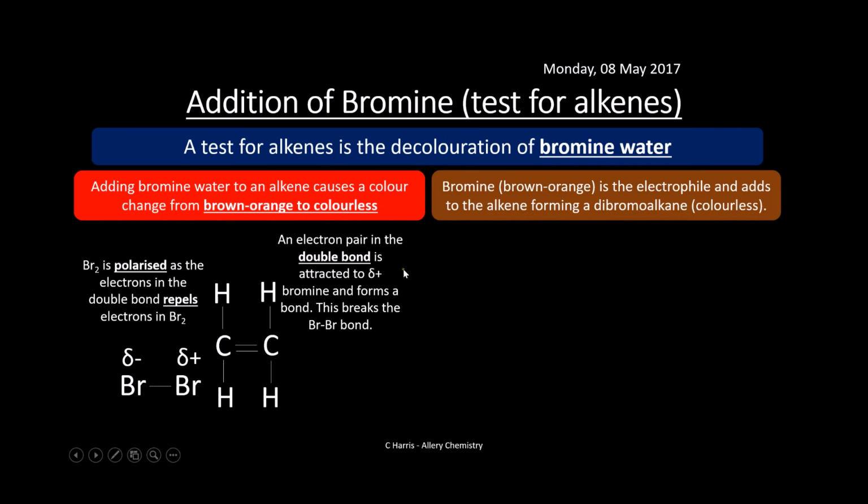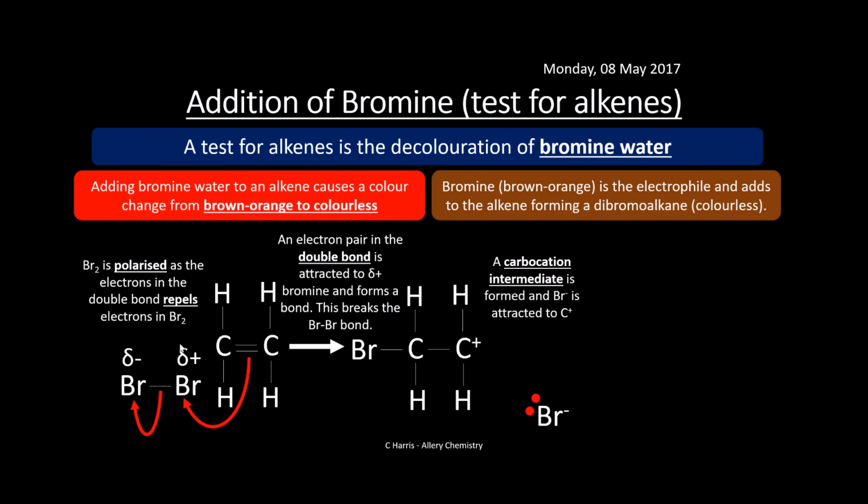And we have obviously this electron pair in the double bond. We've got loads of them there. This is attracted to the delta positive. And what we then do is break the bromine bond. So let's have a look at the arrows. So curly arrow going from the double bond to the bromine with the delta positive on. And then because obviously this is forming a bond with the bromine, this bond has to break. So the electrons in that single bond go into the bromine, which you can see on there.